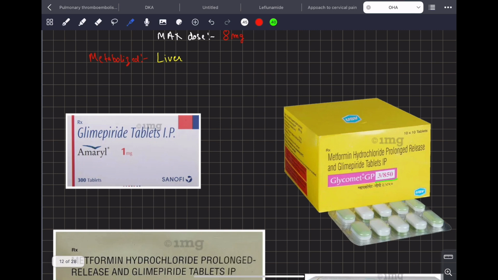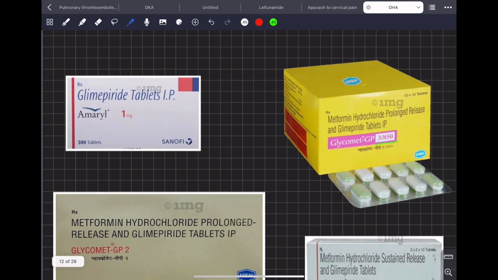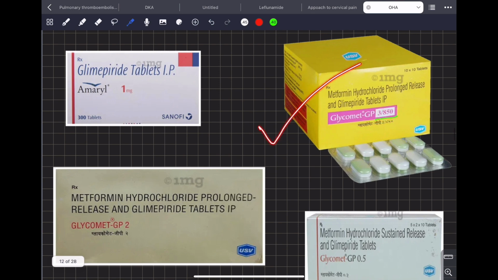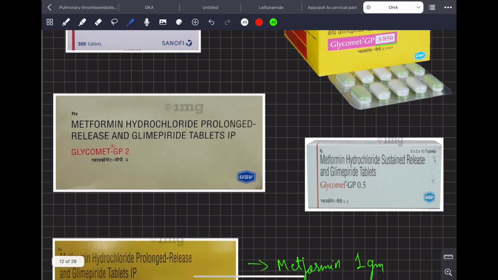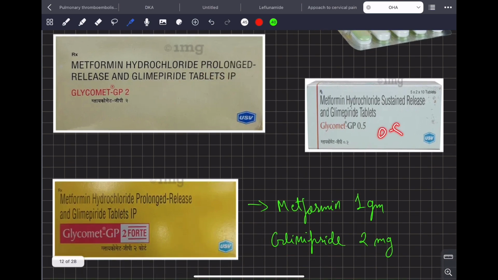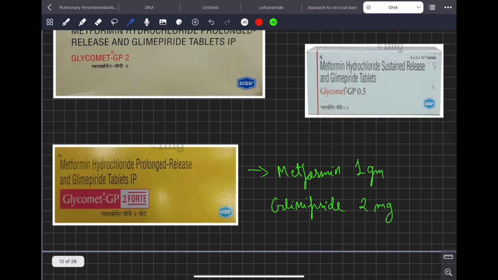Coming forward to the brand names, Amaryl, Glimepiride 1 mg, Glycomet GP is also available, where there is 3 mg glimepiride and 850 mg metformin. So combinations are available, yes. Metformin hydrochloride prolonged release is also available, right? With metformin and glimepiride combination, 2 mg, 0.5 mg combination is also available, and 2 mg with metformin 1 gram is also available. So yes, very commonly used. So you need to know this, that this needs to be prescribed with metformin as a dual therapy.